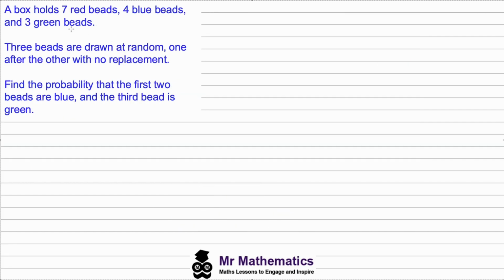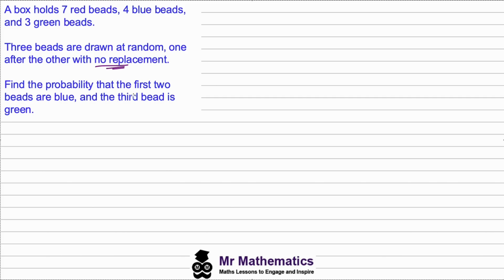Okay, so in this question, we're told that a box holds 7 red beads, 4 blue beads and 3 green beads. And then 3 beads are drawn at random, one after the other, with no replacement. So no replacement is what makes it conditional probability. Find the probability that the first 2 beads are blue and the third is green. So do you want to try this question yourself?